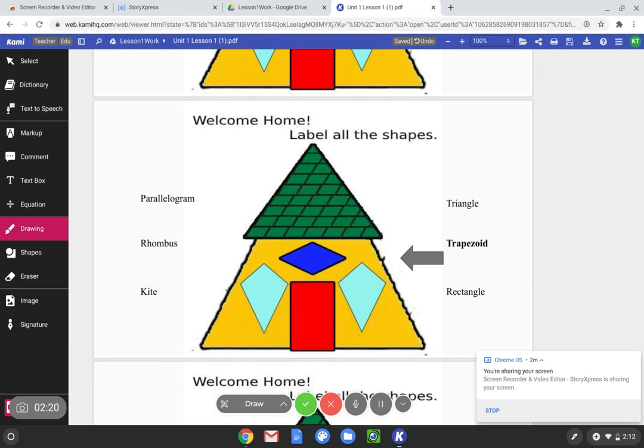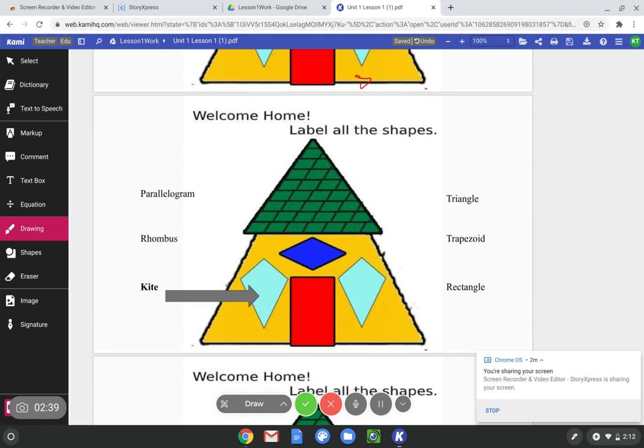The house as a whole, the yellow house, is a trapezoid. And remember, a trapezoid has at least one pair of parallel sides. This will be the lengths that are parallel, the sides that are parallel.